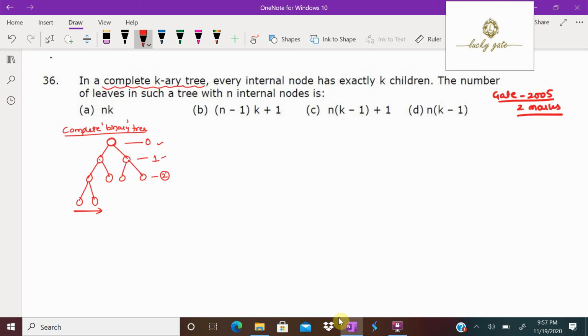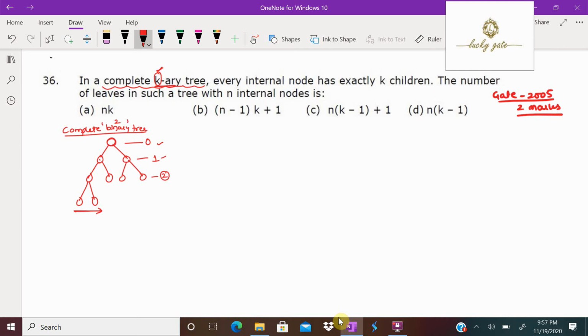Here a binary tree requires each internal node to have 2 children. If each internal node contains 2 children, we call it a binary tree. If each internal node contains K children, we can call it a complete K-array tree. Simple. So the point is the number of children of each internal node is K. Then I can call it a complete K-array tree.